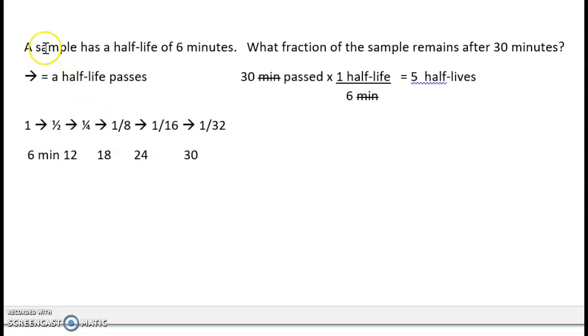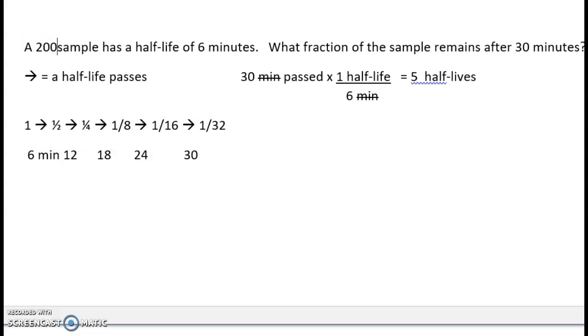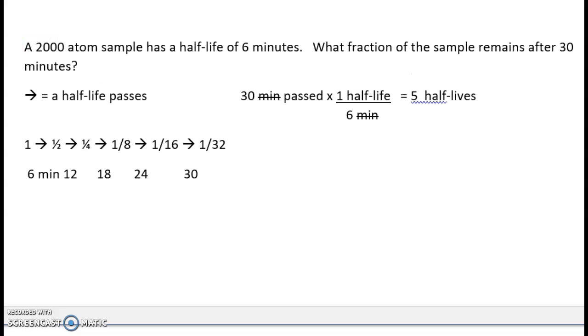The last thing that you might have is an amount. So it might say a 2,000 atom sample has a half-life of 6 minutes. Okay. How many atoms remain?